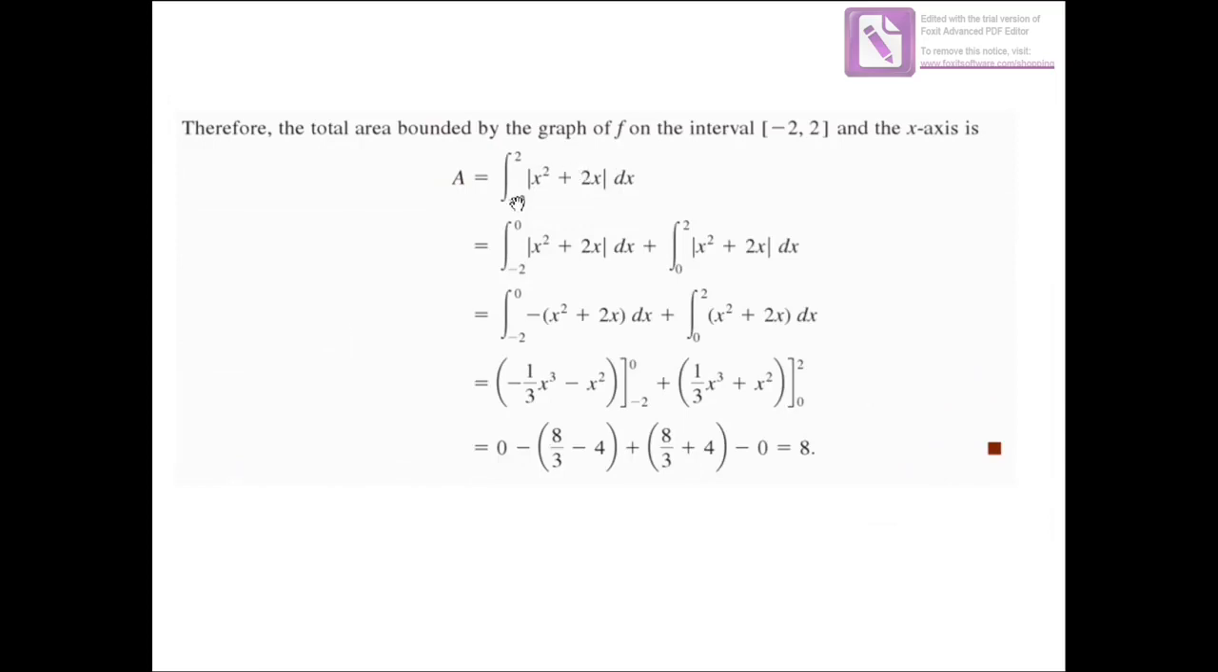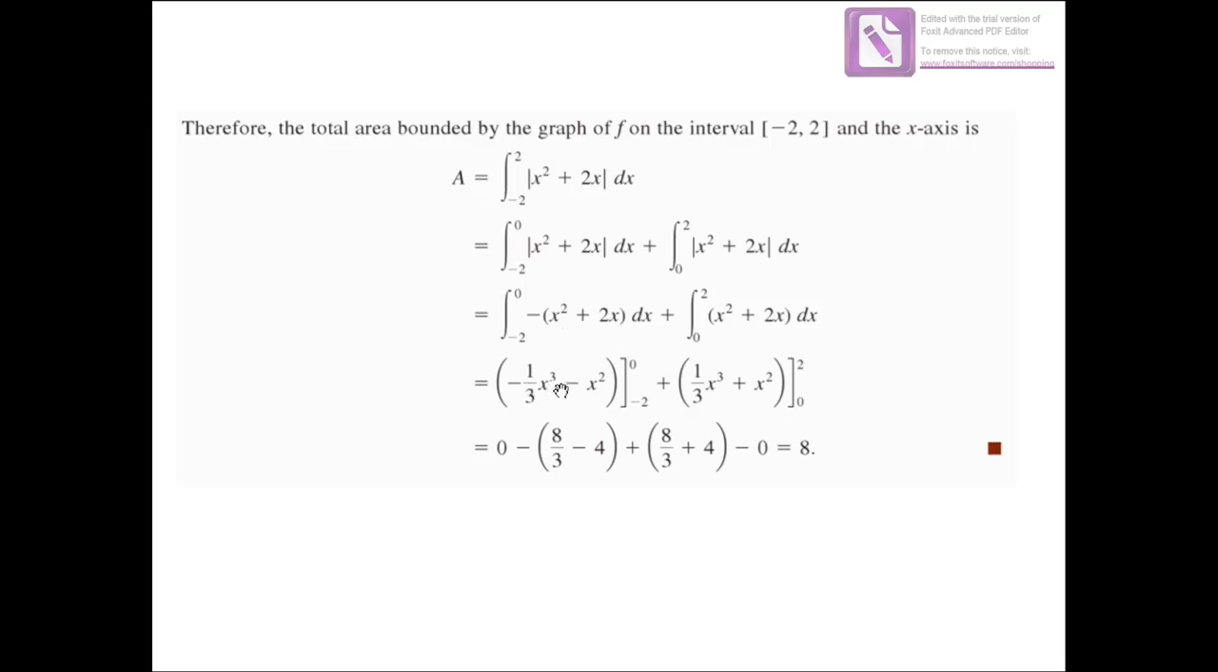So now the total area is given by the integral from -2 to 2 of the absolute value of x squared plus 2x dx. From -2 to 0, the absolute value of x squared plus 2x is equal to -(x squared plus 2x). And for the interval from 0 to 2, we see that this function is positive, so we'll take x squared plus 2x. Now we just integrate this one, -(x squared plus 2x).